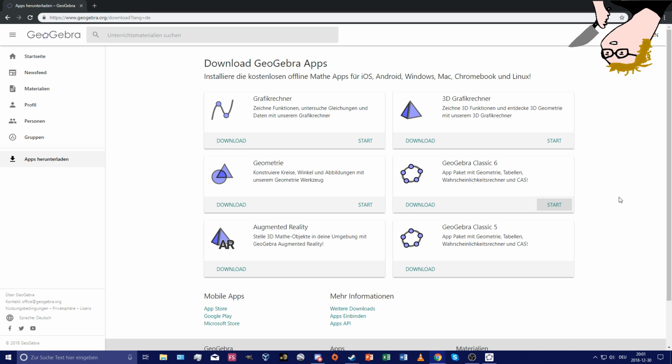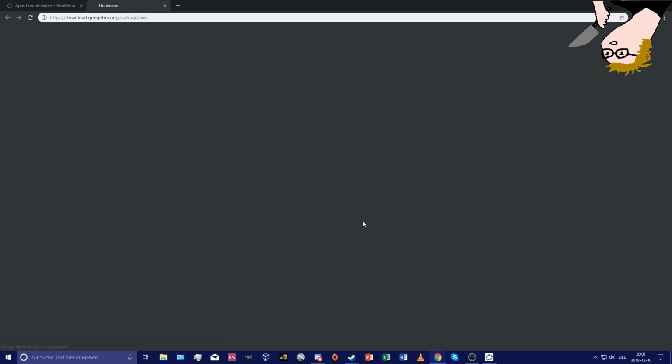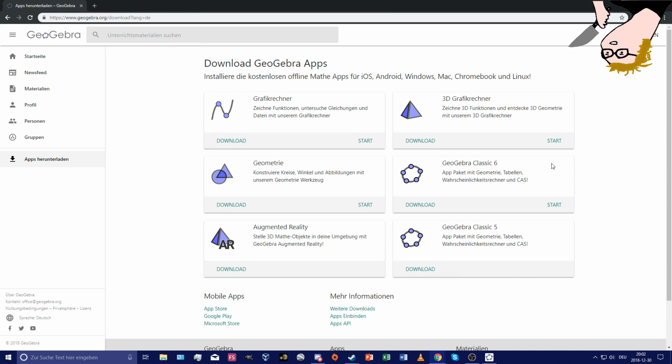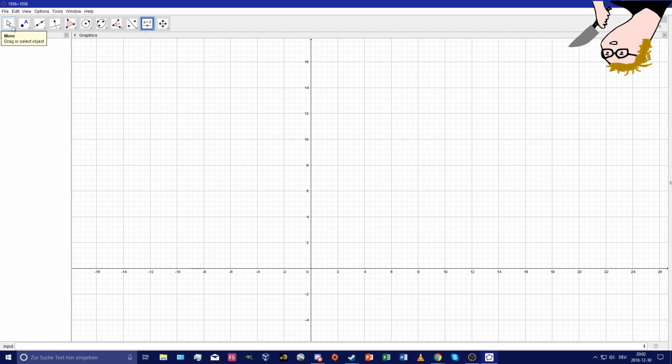So if you're running Windows, just download it here. I think it directly gives you the exe file. If you're using Mac or Linux, well, no idea how to do this there. So that's pretty much it. Let's go right into the program. I already started it. In the beginning, I'll just show you some basic functionality.